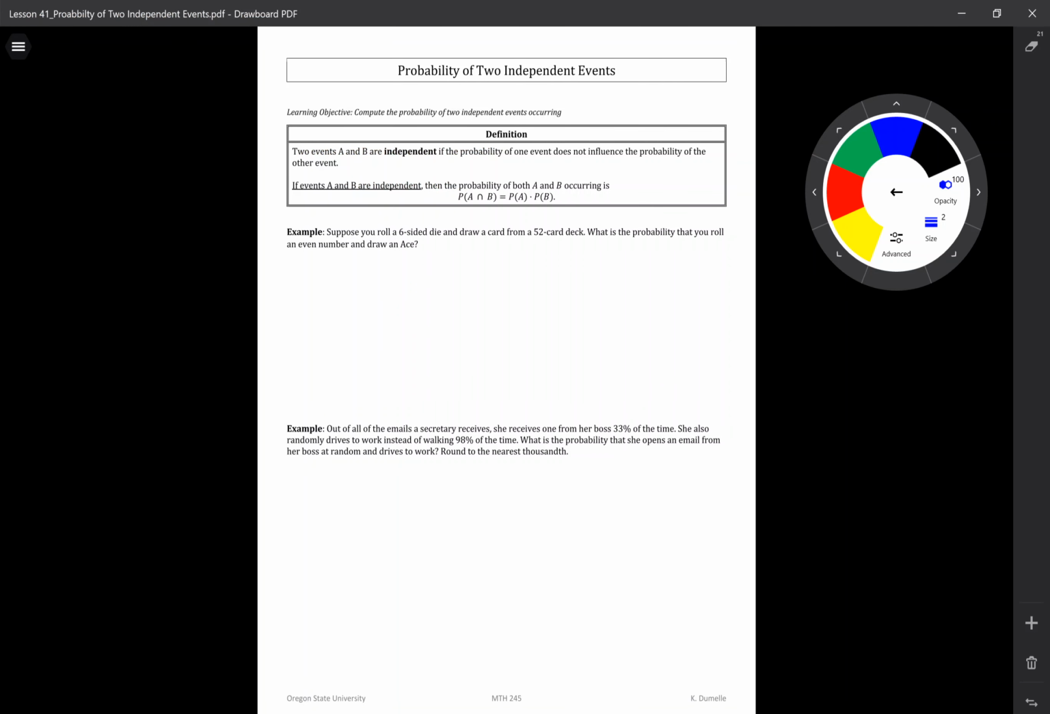All right, this is lesson 41. We're talking in this lesson about the probability of two independent events.